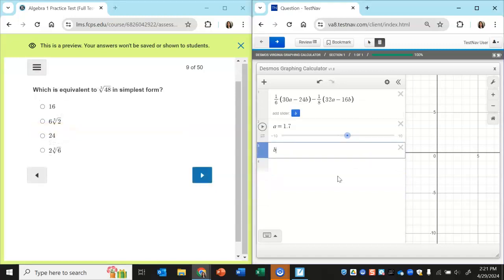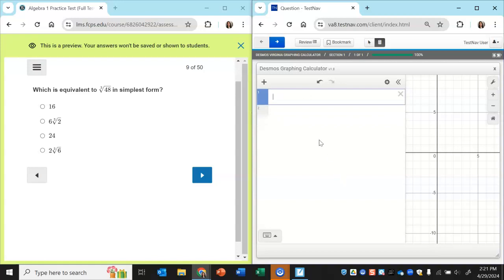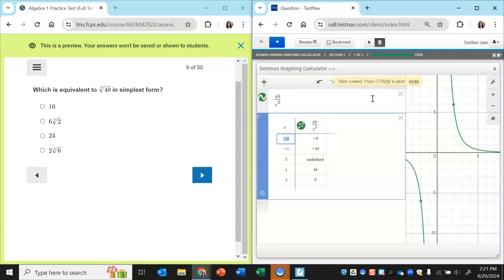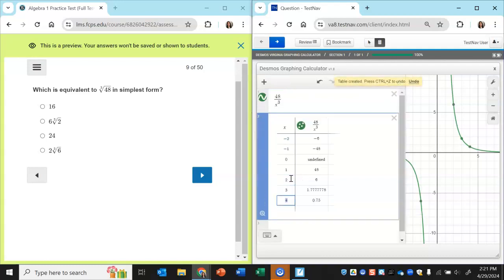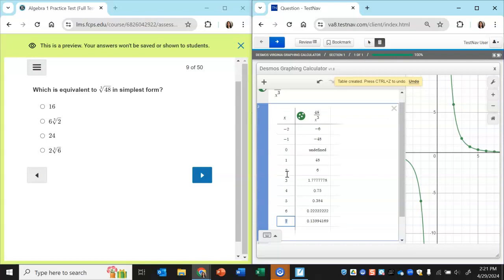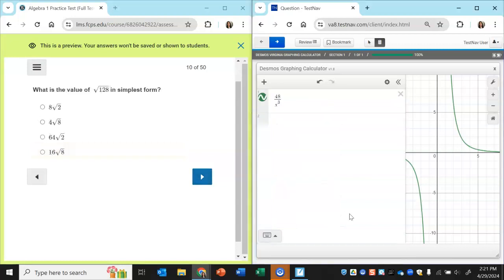Alright, this one, which is equivalent to cube root of 48 in simplest form. So to simplify, you need the number on the outside and the number on the inside. So since it's a cube root, I put x cubed. And then turn it into a table. Just keep pressing enter here. So there you go. It simplifies out to 2 cube root of 6 right there. What is the simplest form?